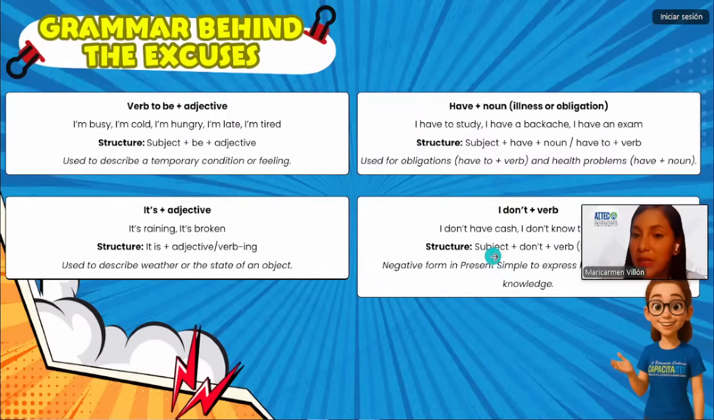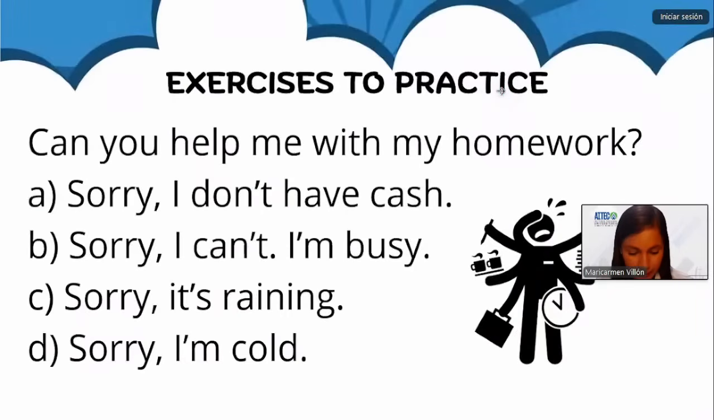Entonces, ¿cuál es su estructura? El sujeto, I, el don't, que es el presente simple negativo, y el verbo en su base. De esto también le pueden hacer una capturita de pantalla, ¿sí? Esto es cómo podemos nosotros expresar que no deseamos hacer algo o dar explicaciones por las cuales no podemos hacer un favor, ¿sí? Ok, veamos entonces acá.